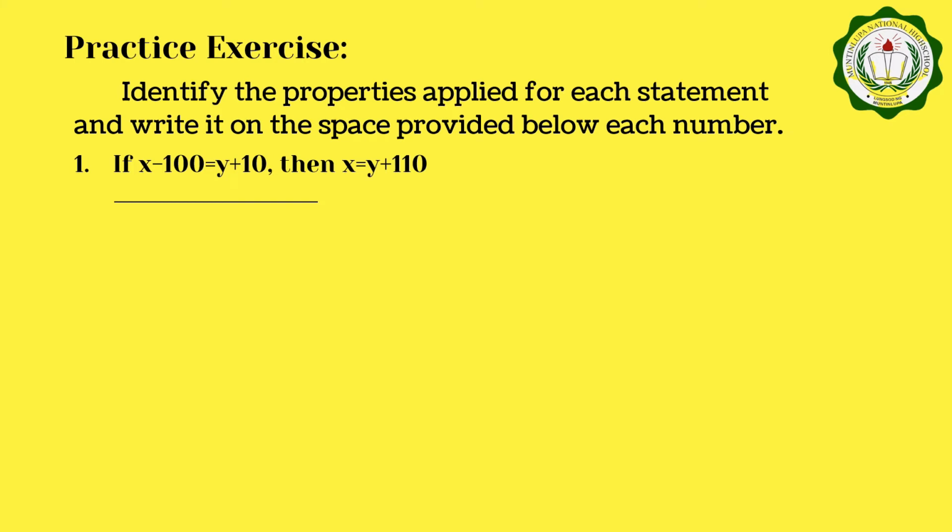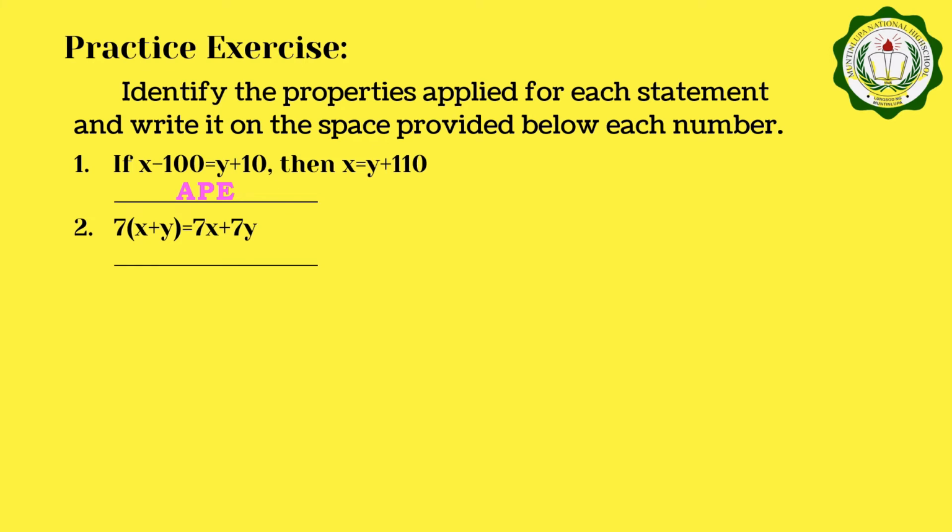Okay, that is APE, or the addition property of equality. Next, we have 7 times the quantity x plus y equals 7x plus 7y. What property is being applied?